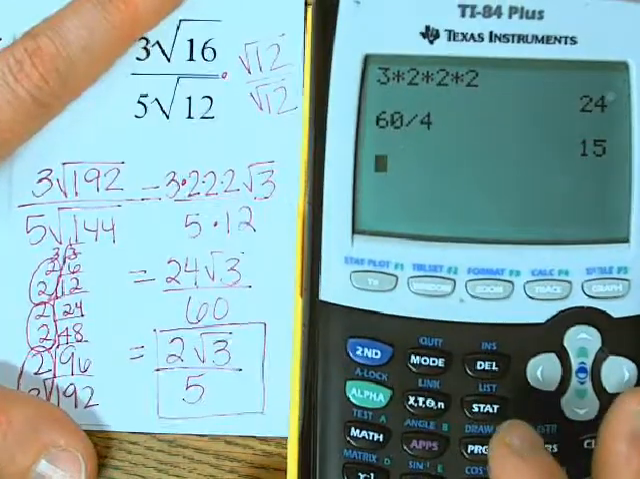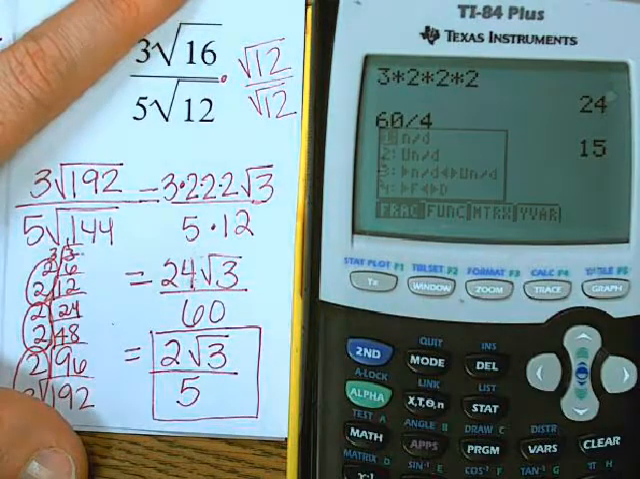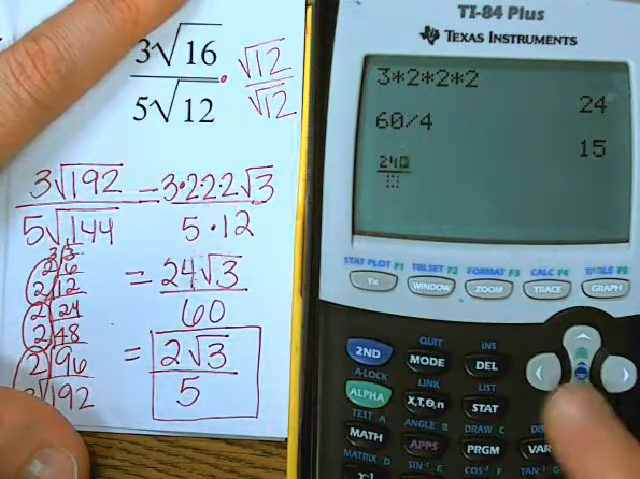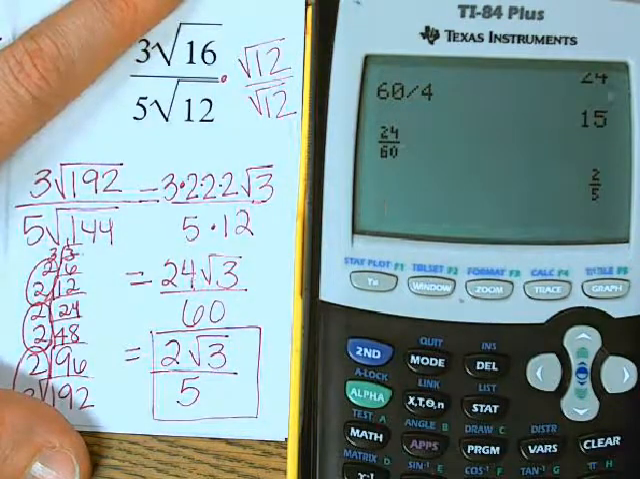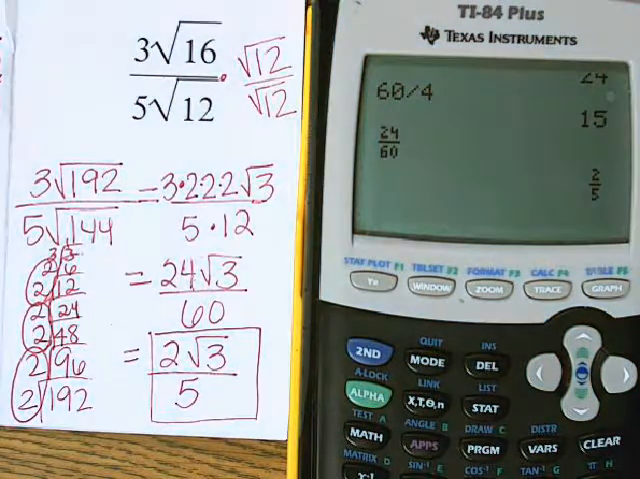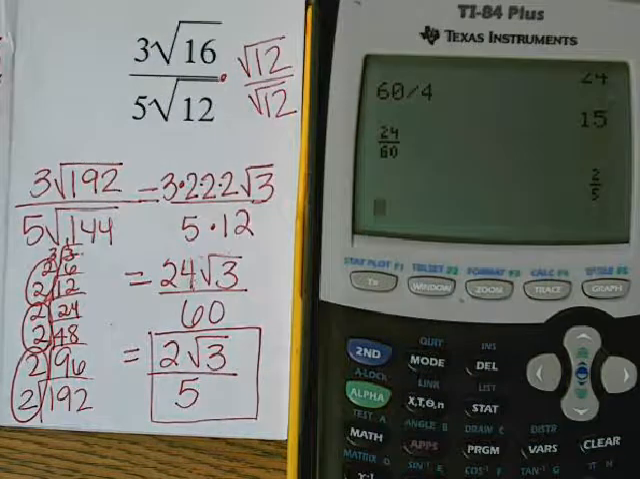Remember, if you're just not feeling it, you can always use alpha y equals enter, type 24 over 60, push enter, and get your 2/5 as well. So either way works. Alright, so that's rationalizing the denominator.